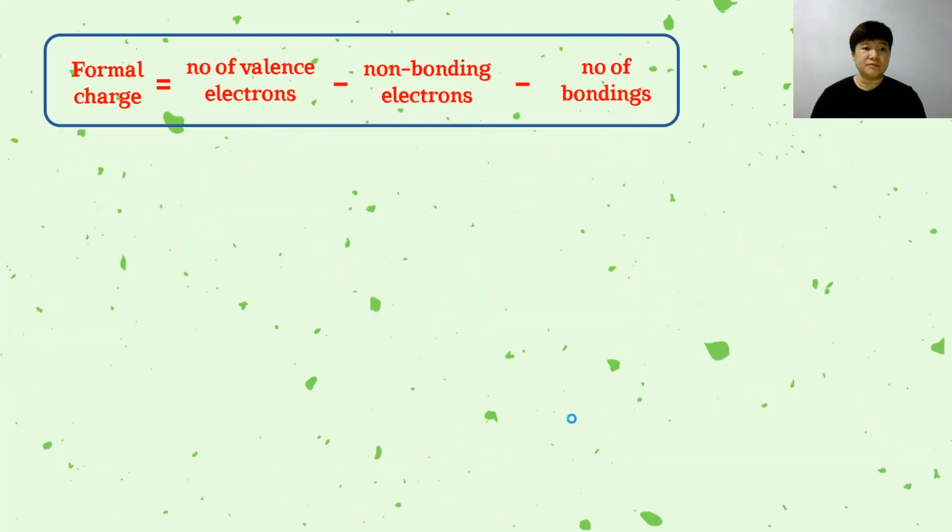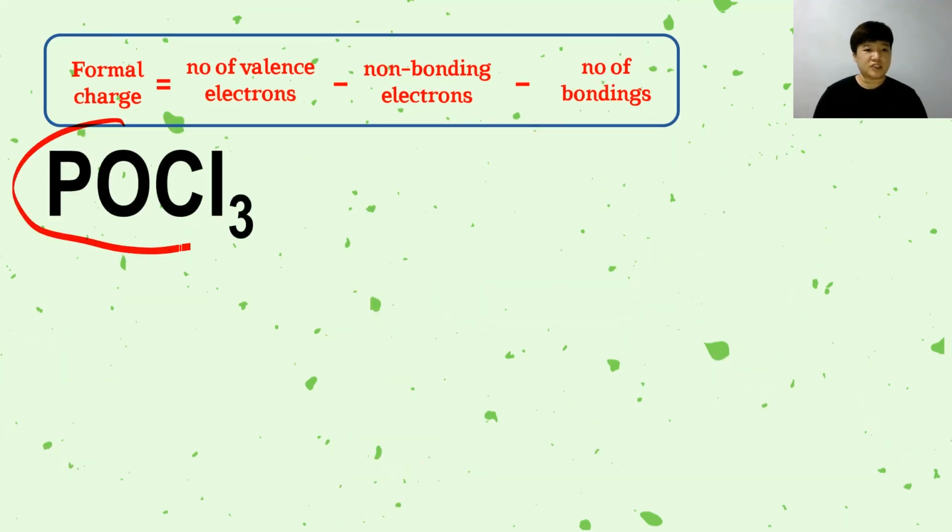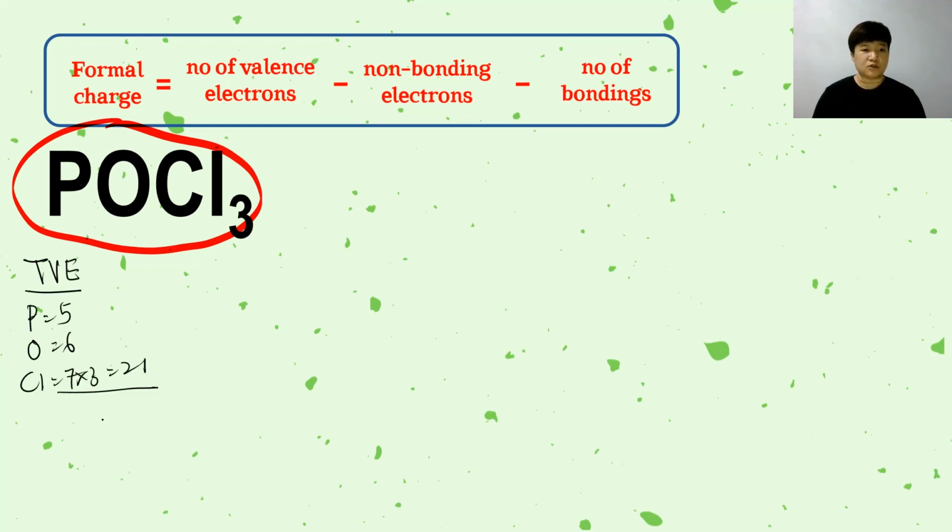Let's try another example. The second example that I have on the screen is POCl3. First and foremost, we are going to draw all possible Lewis structures, and we always start with the total valence electrons. So the total valence electron is 32 electrons. In your POCl3, your phosphorus is the least electronegative, therefore your phosphorus will be the central atom, with single bonds to the chlorines and also a single bond to the oxygen. Therefore, you minus 8, and you have 24 electrons left.